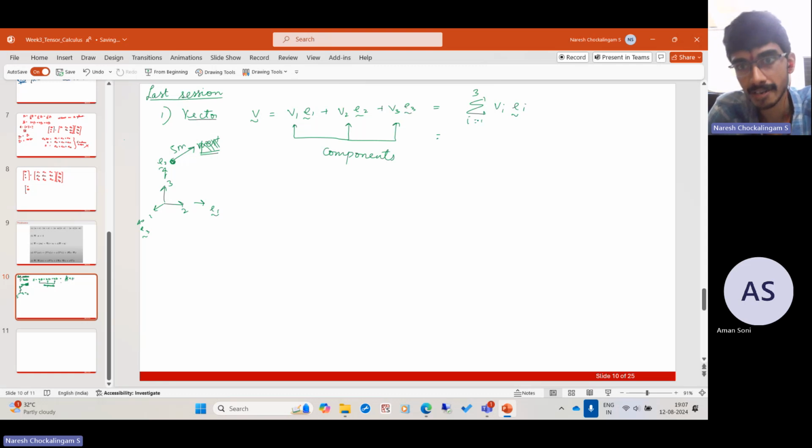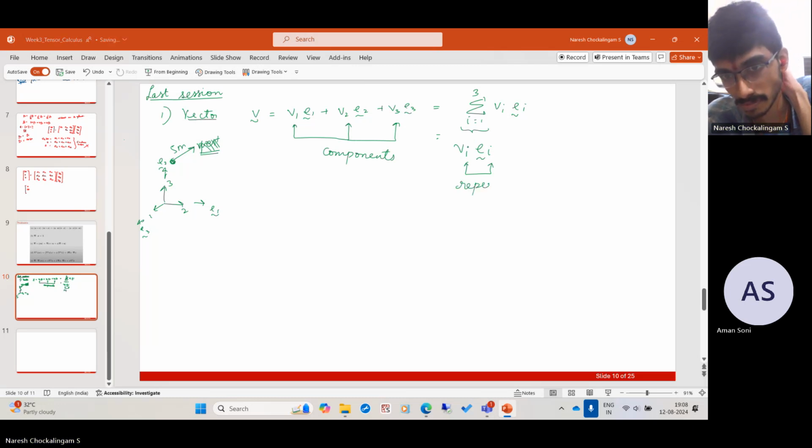We also saw that as per Einstein's summation convention, the summation sign can be dropped and you can simply write it as vi Ei. Whenever you have a repeated index, a summation is implied over the range from 1 to the dimension of the space we are looking at. For example, in 2D, if we are looking at 2-dimensional vectors, the summation will be from 1 to 2. If we are looking at 3-dimensional vectors, the summation will be from 1 to 3. Whenever we have a repeated index, we imply a summation. So this was one thing.